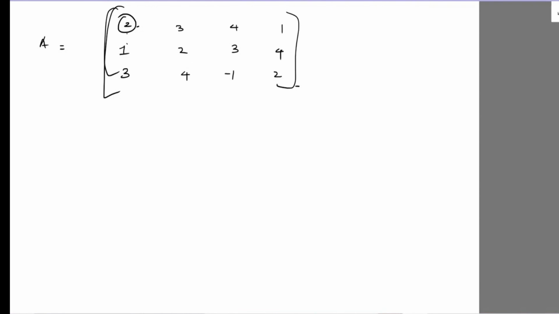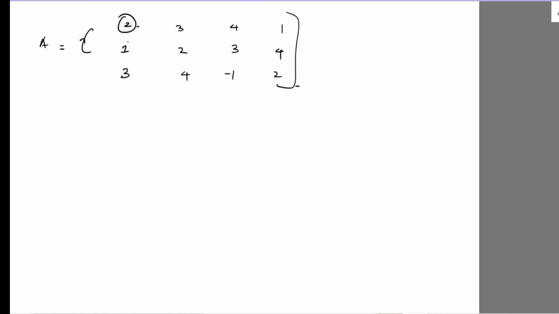If I am able to make it as 1, then it will be a lot easier to make all the entries vertically down as 0. So first, I am going to make the first leading coefficient as 1. For that, I am going to interchange R1 and R2, because the first element in R2 is 1.